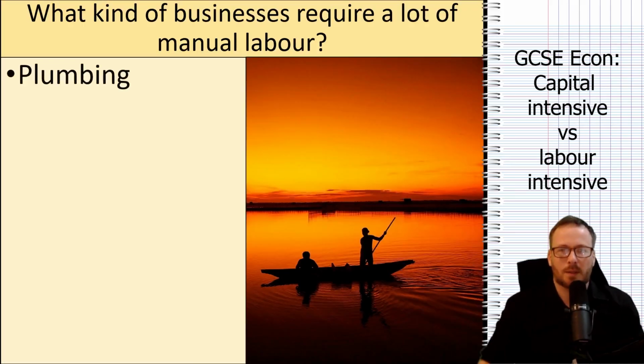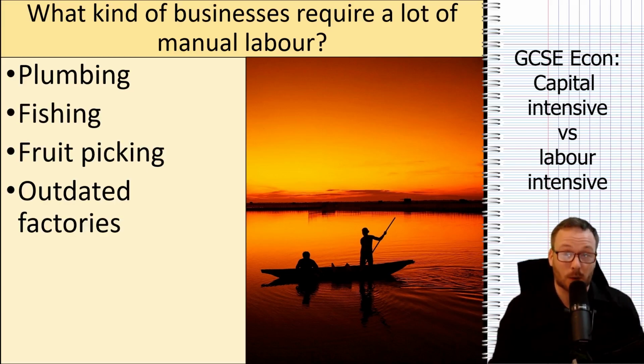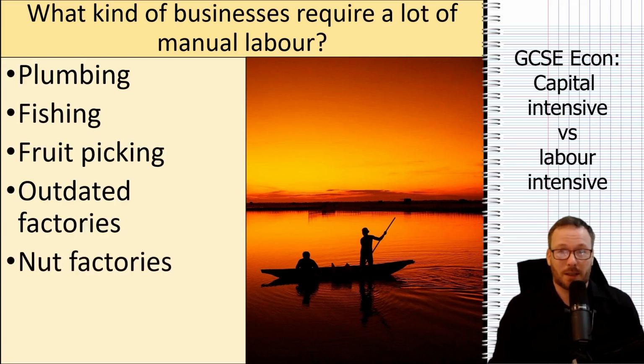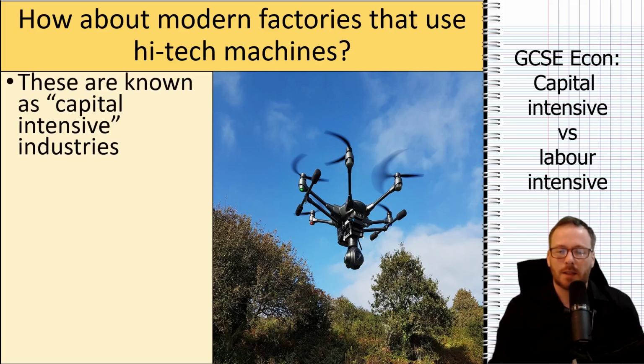Right, moving on. So the kind of businesses that require this then, what do you think? We've got plumbing, fishing, fruit picking, old school factories, as we're going to see in a minute. Nut factories in particular, which is very precise, and we'll explain why in a moment. What about modern factories that use high-tech machines? Look at this drone with an advanced camera on it. These are known as capital-intensive firms. They have a lot of man-made tools used for production of goods and services.